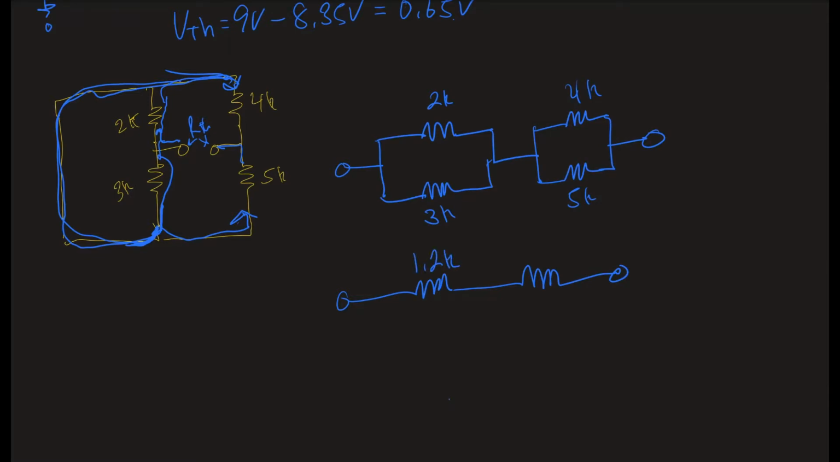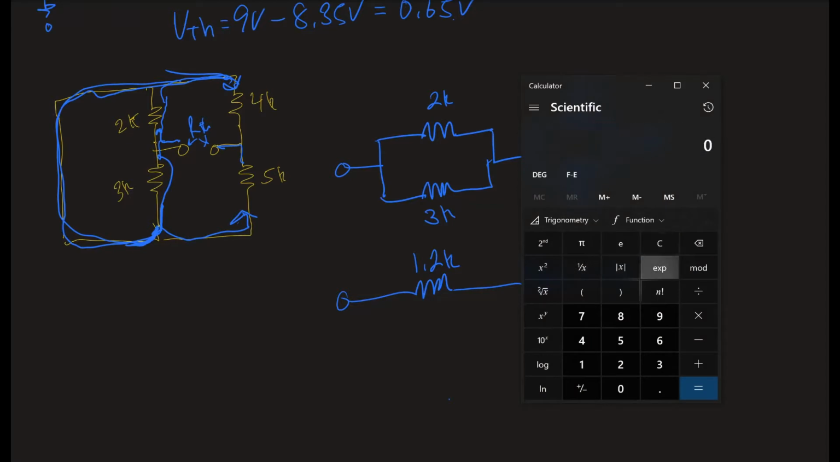And for the second one, we get 4e3, 1 over x, plus 5e3, 1 over x, equals 1 over x. And we get, I'm going to round that, I'm just going to call it 2.2k.